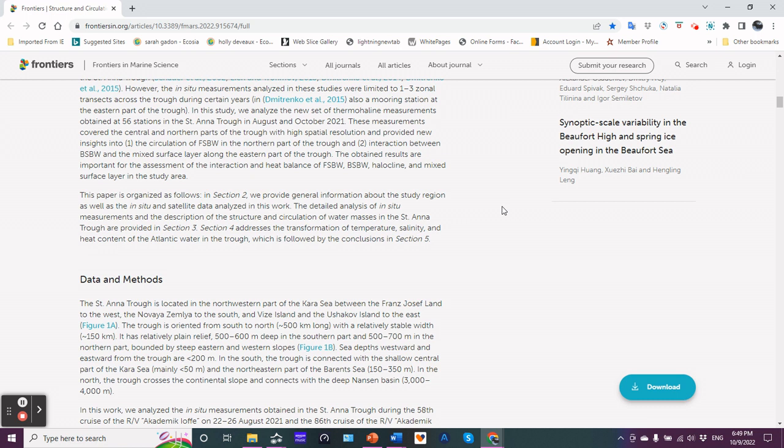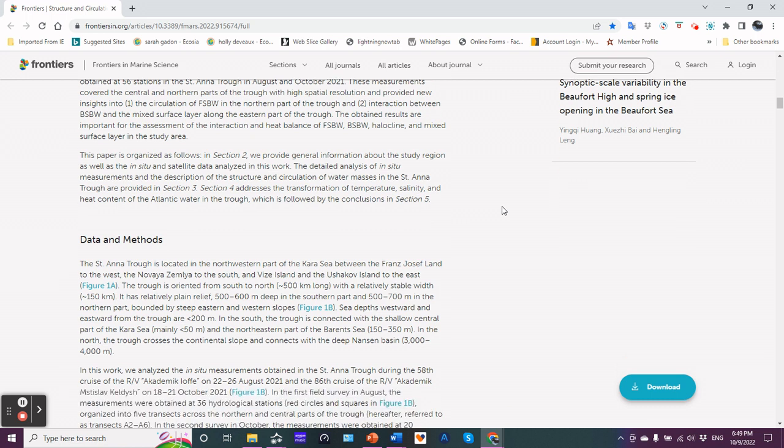The obtained results are important for the assessment of the interaction and heat balance of Fram Strait branchwater, Barents Sea branchwater, halocline, and mixed surface layer in the study area.